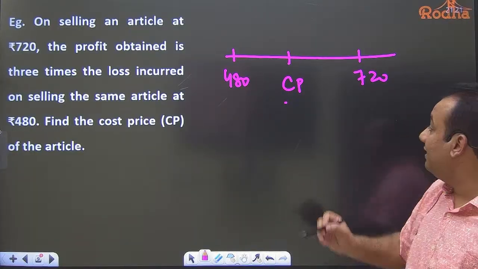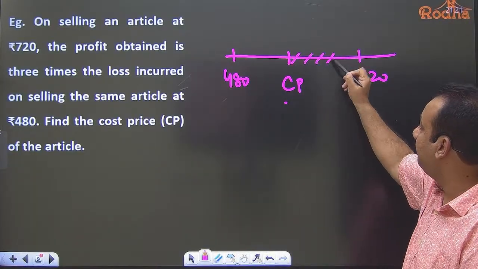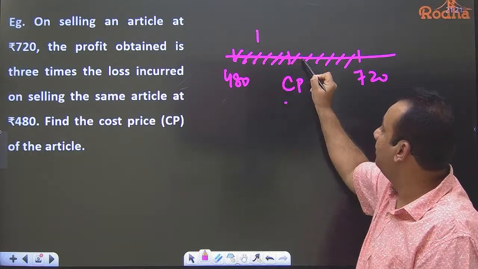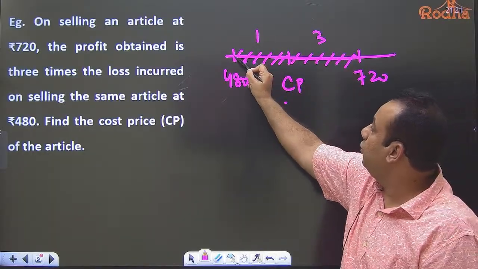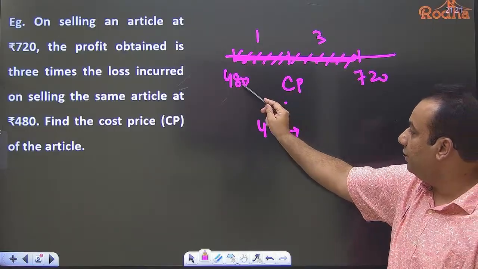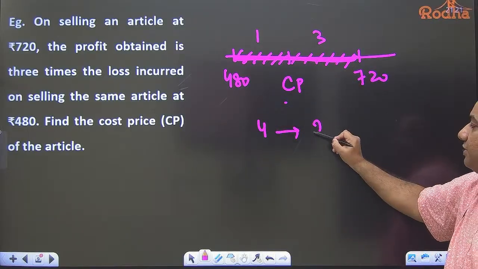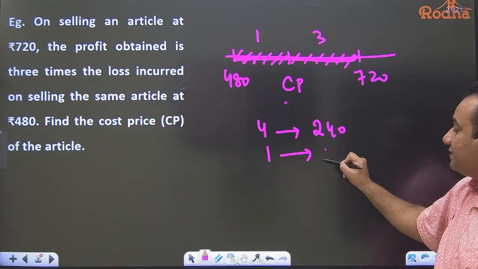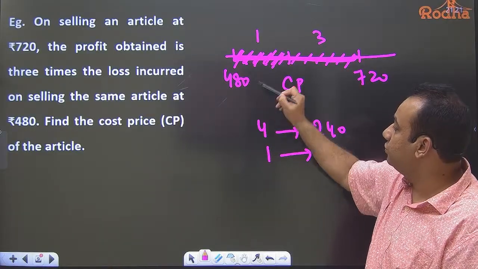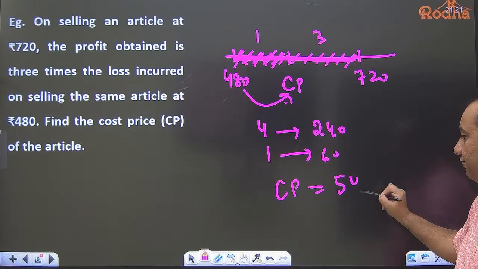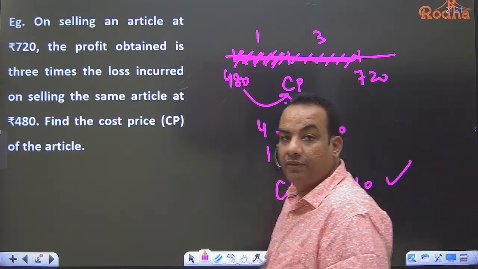Now it is given that the profit, this gap, is 3 times the loss. If I assume that this gap is 1 unit, then this gap is 3 units. So the total gap would be 4 units, and because of these 4 units, 480 becomes 720. So the gap is 240. So 4 units is 240, 1 unit will be 60. So CP would be 480 plus 60, that is 540. Answer is 540.